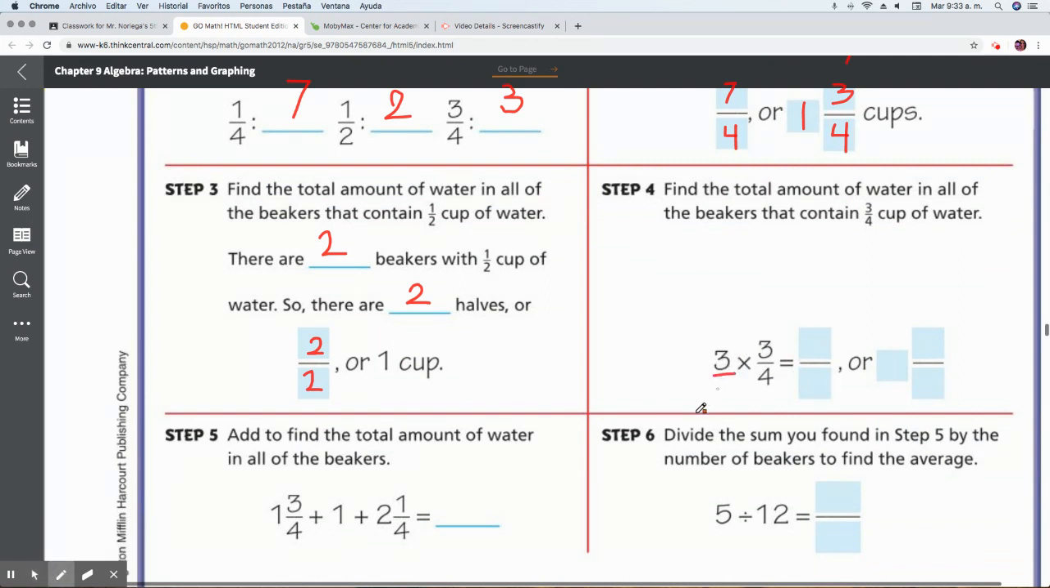Okay, so that number of x's is already there. We multiply by the fraction. What is 3 times 3? 9. And remember that a whole number will always have 1 as its denominator. When we are multiplying fractions, we multiply numerator times numerator and denominator times denominator. So what is 1 times 4?